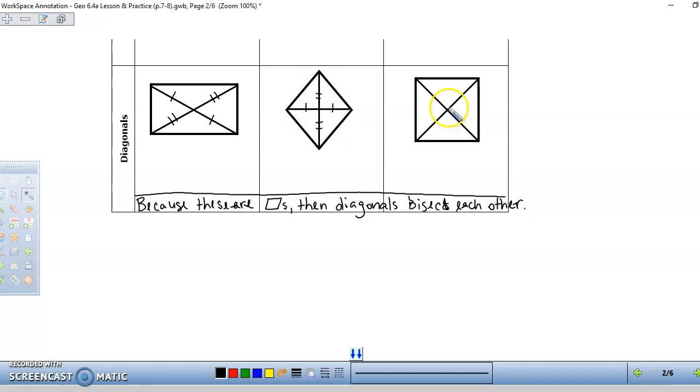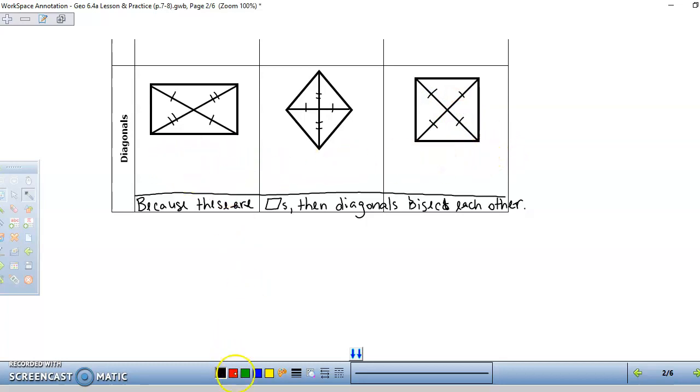And then for a square, this is kind of a special case. But because the diagonals bisect each other, and we're going to talk about this in a second, but the diagonals are also congruent in a square. You could actually mark all of these the same, only for a square though.